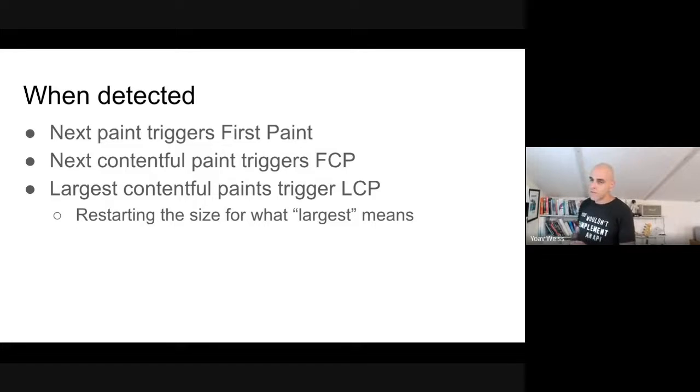So when a soft navigation is detected, the next paint will trigger a first paint entry. The next contentful paint will trigger an FCP, and all the largest contentful paints from that point on will trigger LCP, where we are restarting the size of what largest means and resetting the fact that we stop recording LCPs after an interaction, and this will continue up until the next interaction. At least that's what I currently have in mind.